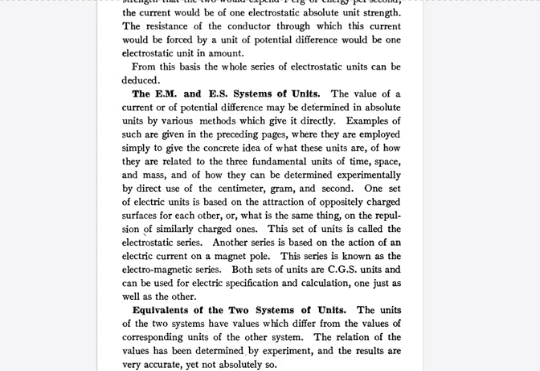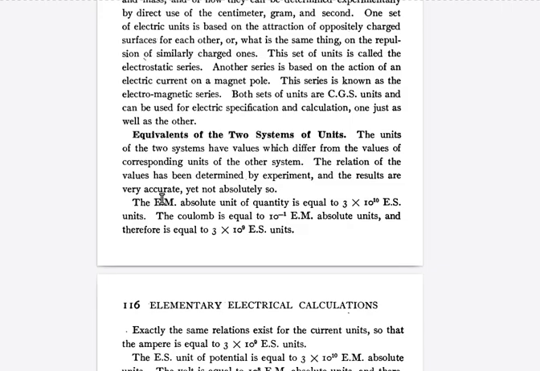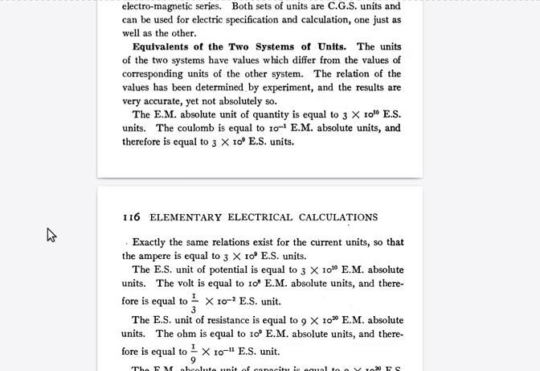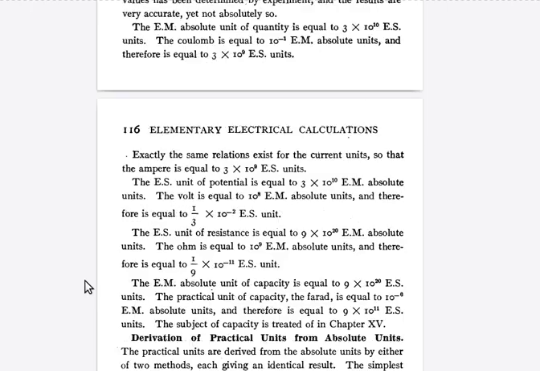Both sets of units are CGS units and can be used for electric specification and calculation, one just as well as the other. The units of the two systems have values which differ from the values of corresponding units of the other system. The relation of the values has been determined by experiment, and the results are very accurate, yet not absolutely so. The EM absolute unit of quantity is equal to 3 times 10 to the 10th ES units. The coulomb is equal to 10 to the negative 1 EM absolute units, and therefore is equal to 3 times 10 to the 9th ES units.